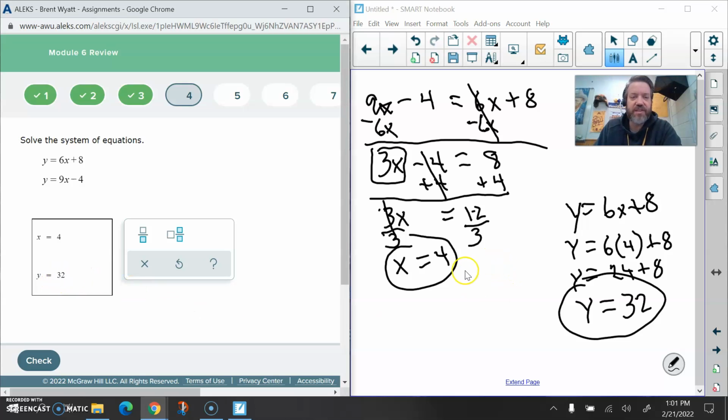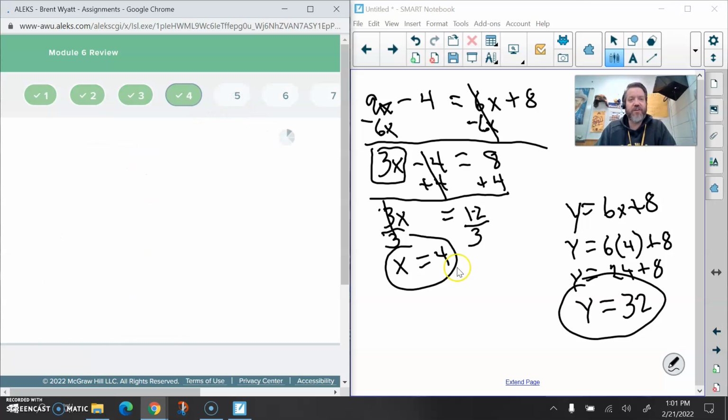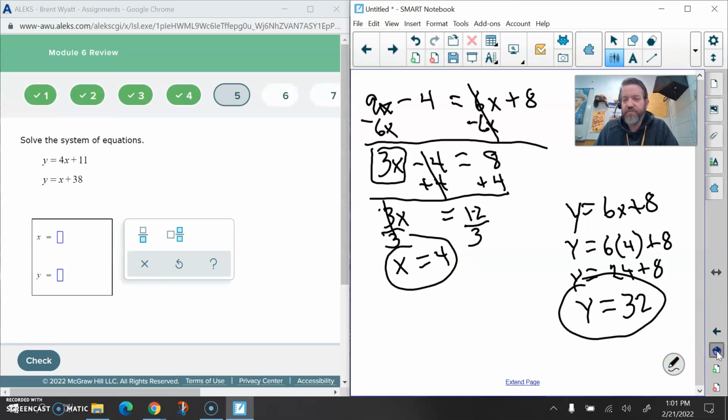Okay, you can check these answers, 4 and 32. Test them in this other equation. 9 times 4 is 36. 36 minus 4 does equal 32. So it's checking out in both equations. All right, I'm going to do number 5 here, and then that'll wrap up this first video.